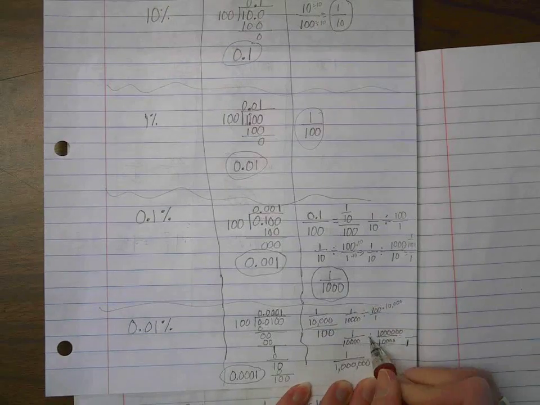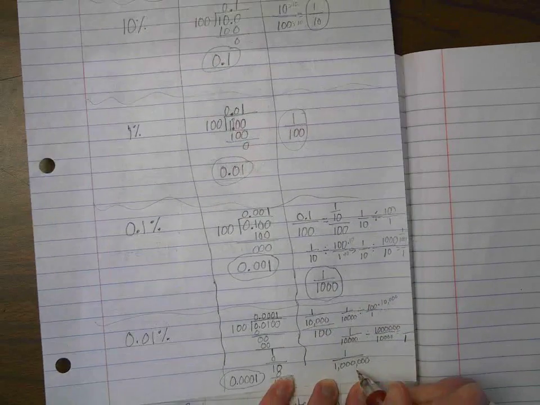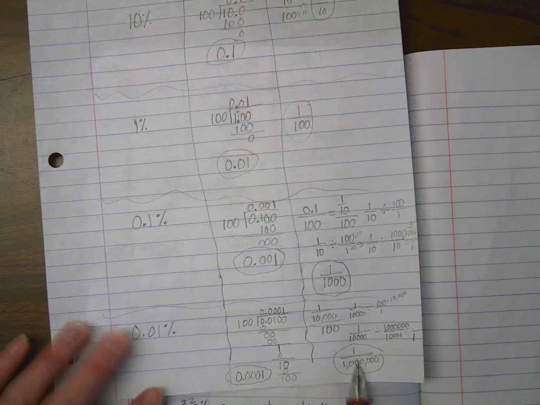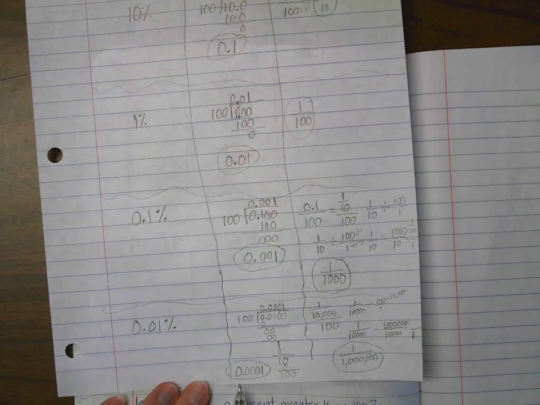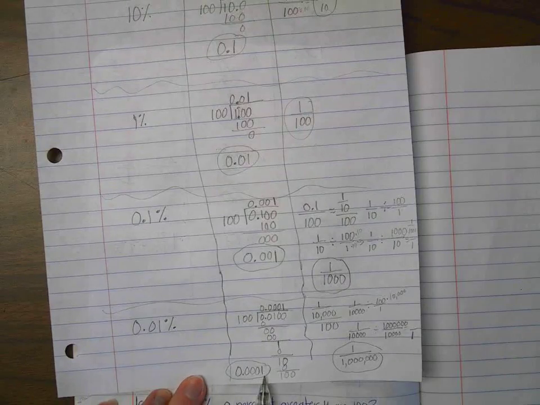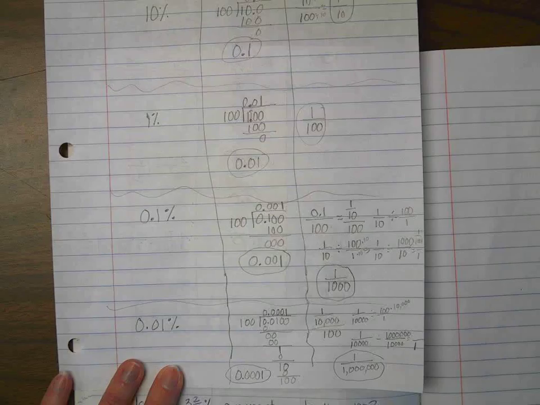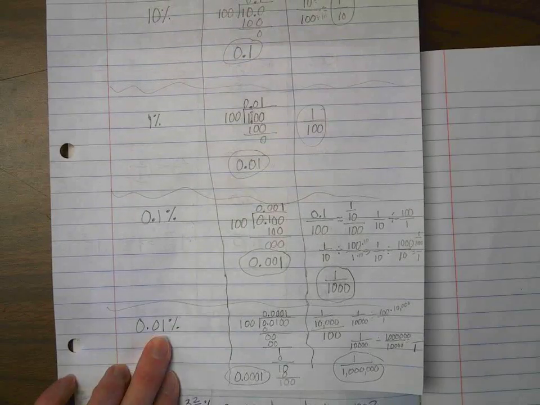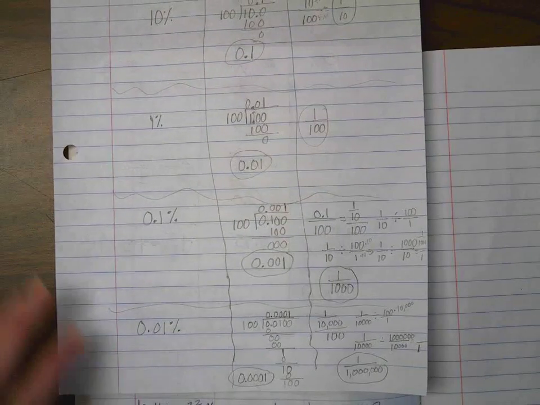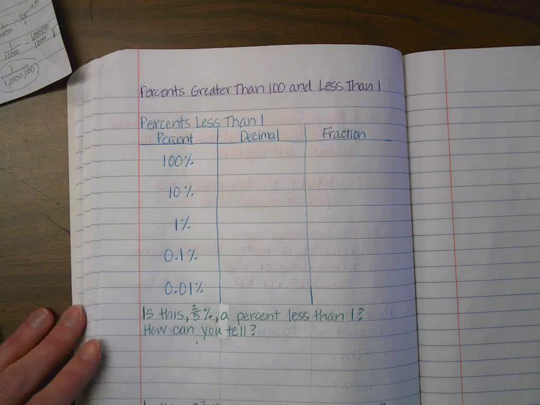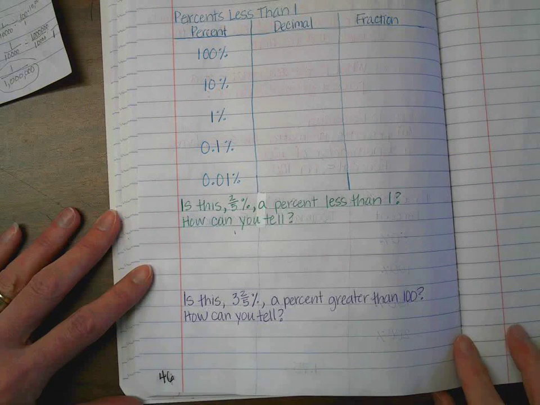Because, look, 10,000 divided by 10,000 is 1. What is 1 divided by 1,000,000? It's 1/1,000,000th. So our answer in fraction form is 1/1,000,000th. In decimal form, it is 1/10,000th. And then in our percent form, it is like that. Okay? So we'll play around with this one specifically in class again tomorrow.